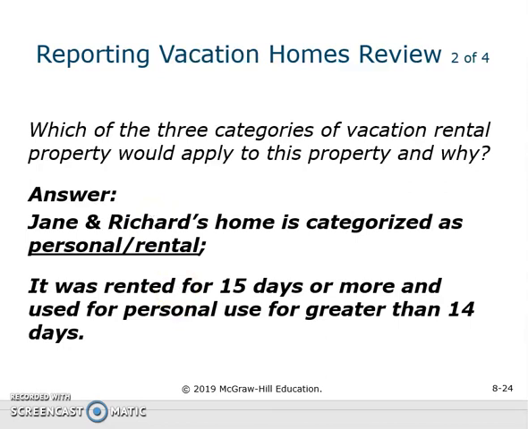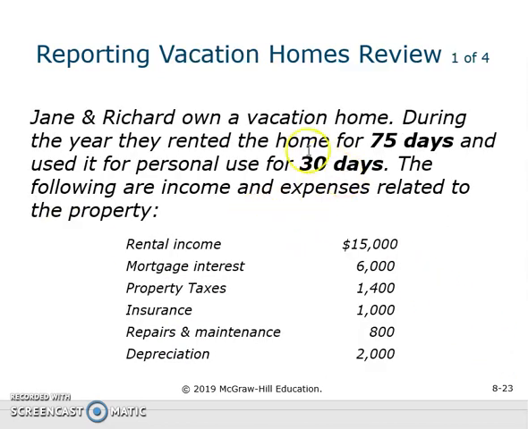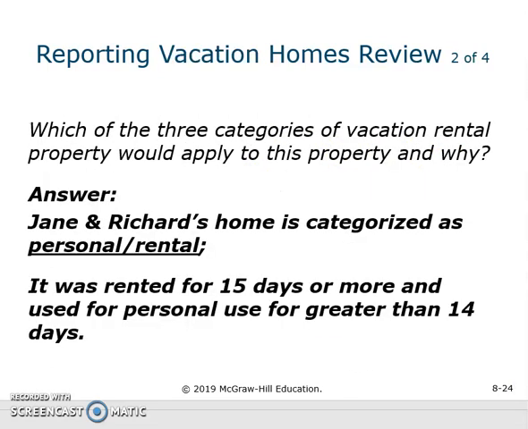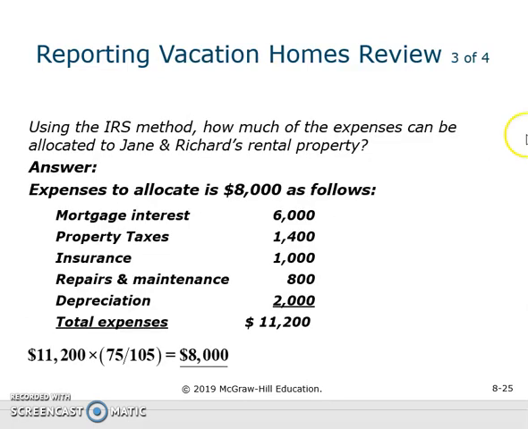Well, due to their use of the home, they used it for 30 days and rented it for 75. This home would be categorized as personal rental property. Using the IRS method, how are we going to allocate these expenses? The expenses, we're going to take their total expenses for the property and multiply it by the rental days divided by the total number of use days to get 8,000.